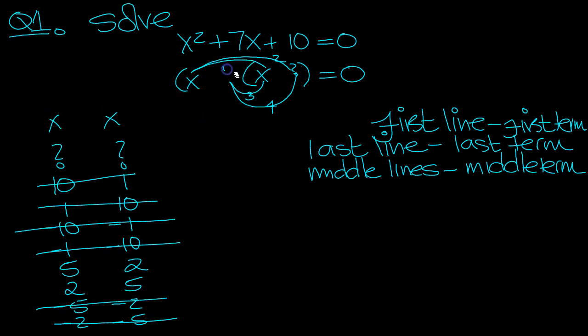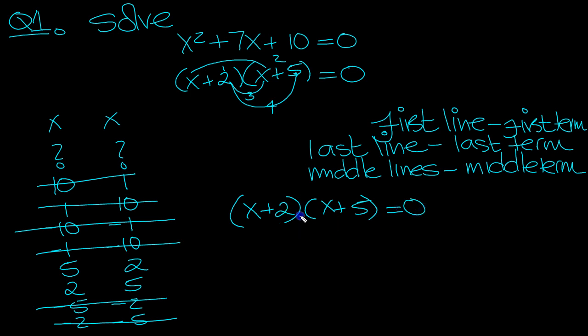So it does no harm to write the duplicates though, so I'm just going to put it in here if I can. So what have we got then? It's plus 2. We can choose this one here, can't we? And plus 5. So in other words, x plus 2 times x plus 5 equals 0. So either x plus 2 equals 0, or x plus 5 equals 0.